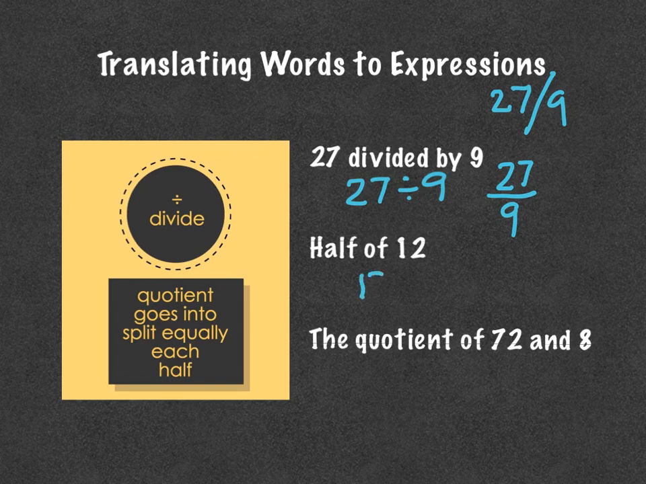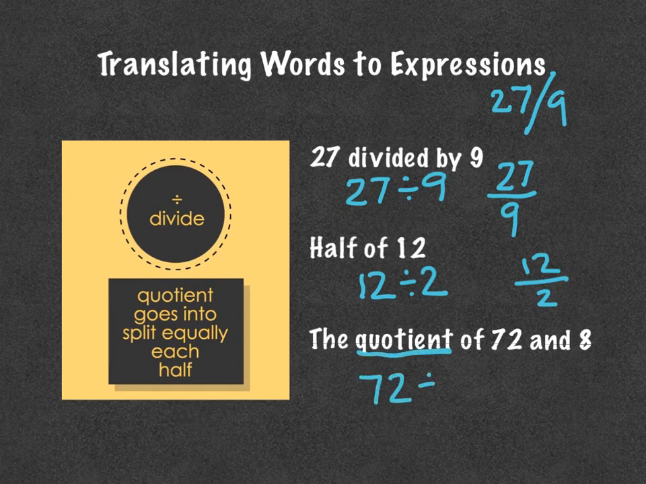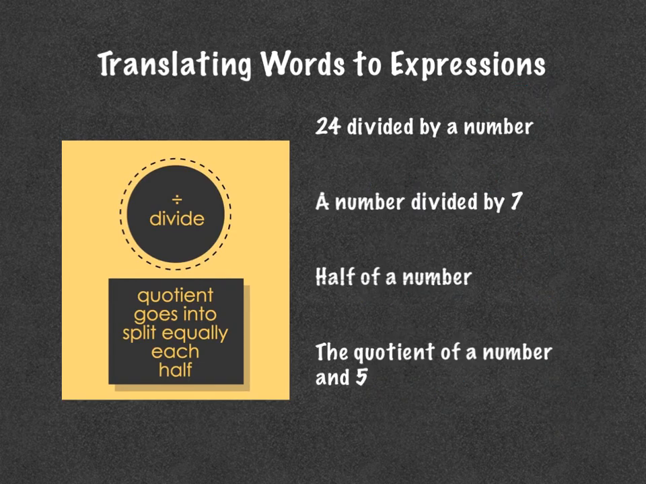Okay, half of 12. So we're going to take 12 divided by 2. Another way you can write that is 12 with 2 in your denominator. The word quotient also means to divide, so we'll have 72 divided by 8. Again, you can write this with 8 in your denominator if you want to write it in fraction form.